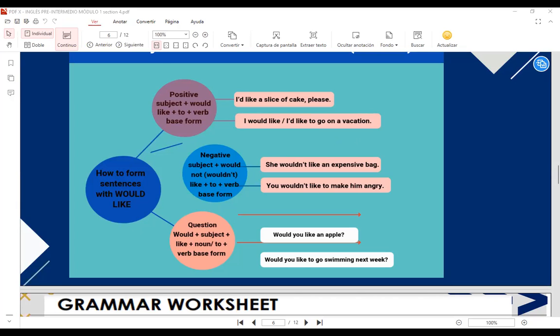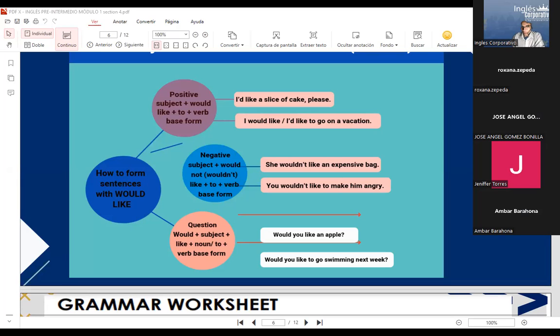Esto. Y voy a necesitar la ayuda de Álvaro y Roxana. Muy bien. ¿Me pueden ayudar, Álvaro y Roxana? Yes, teacher. Vaya, Ámbar.